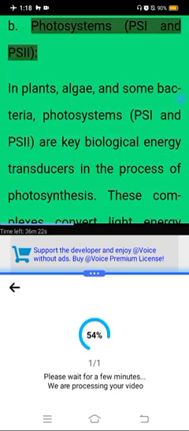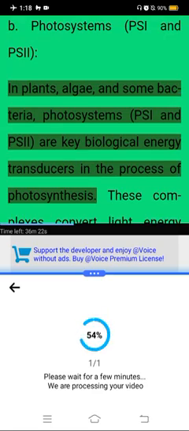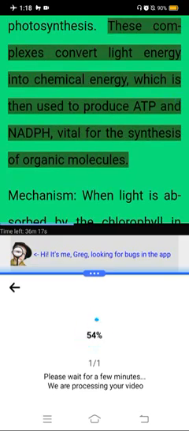B. Photosystems, PSI and PSII. In plants, algae, and some bacteria, photosystems PSI and PSII are key biological energy transducers in the process of photosynthesis. These complexes convert light energy into chemical energy, which is then used to produce ATP and NADPH, vital for the synthesis of organic molecules.